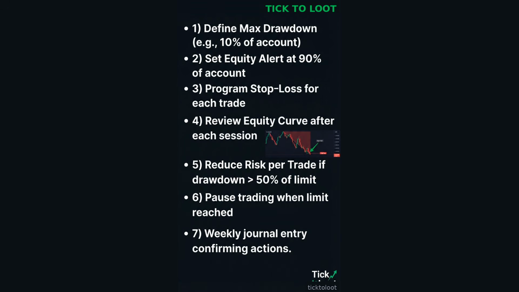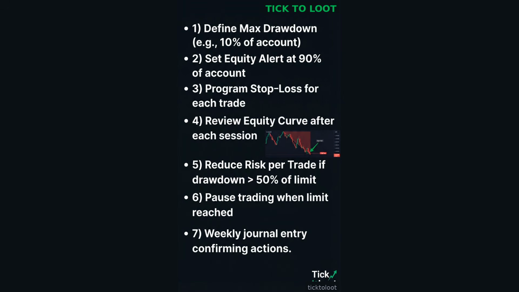2. Set an equity alert. Most trading platforms let you create an alert that fires when your equity falls to a certain level. Set it at 90% of your original balance, so you get a warning before you hit the limit. 3. Program a stop loss for every trade.